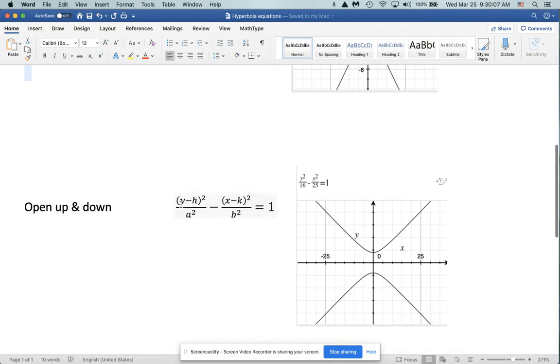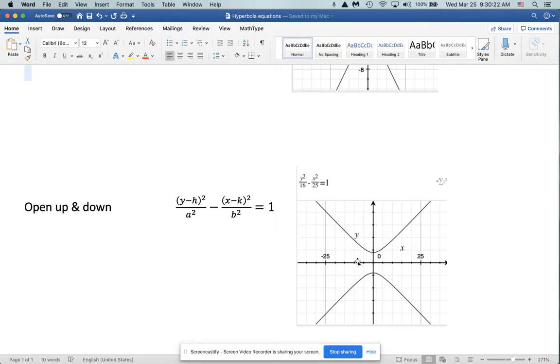If you notice here in the first term, the y squared is positive and you're subtracting the x squared. In other words, I like to think of the x squared as being negative, or the y squared is positive, then it's open up and down.